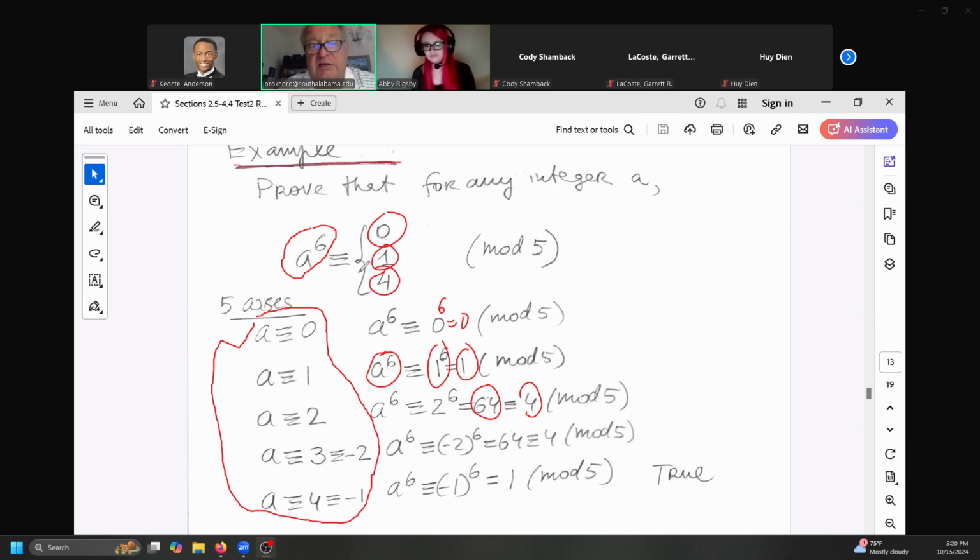And then the case a is congruent to 3, and a is congruent to 4 modulo 5. Instead of 3, I can write -2: if I take 3 and subtract 5, we get -2. I substitute -2 into the formula, and -2 to the power 6 is 64, so again we get 4 modulo 5. In the last case, instead of a I write -1, and -1 to the power 6 is 1 modulo 5. So in all 5 possible cases, we have only 3 answers: 0, 1, and 4. That is what is written right there.